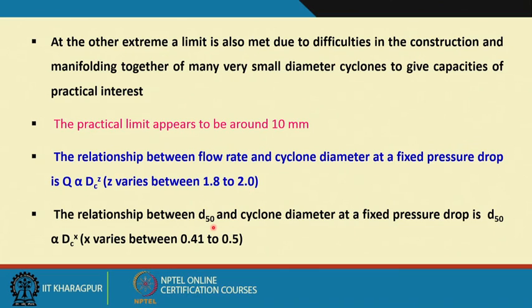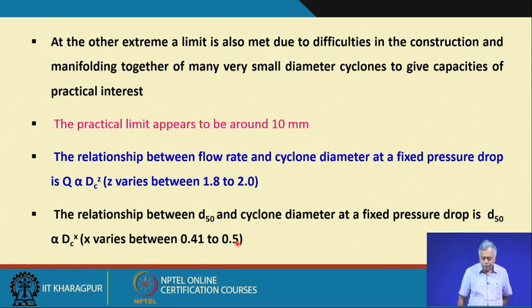The relationship between d50, that is the cut size, and cyclone diameter at a fixed pressure drop is d50 is proportional to dc to the power x, and x varies between 0.41 to 0.5. So, these are some of the relationships between your cut size and cyclone diameter. What it is saying is that if I want the cut size to be finer, your cyclone diameter has to be reduced, because the exponent is 0.41 to 0.5. So, it has to be reduced.